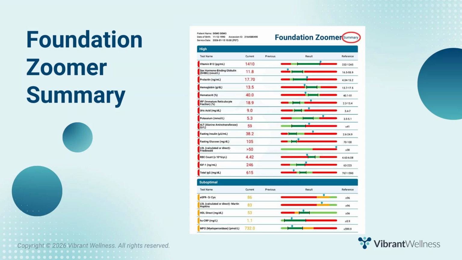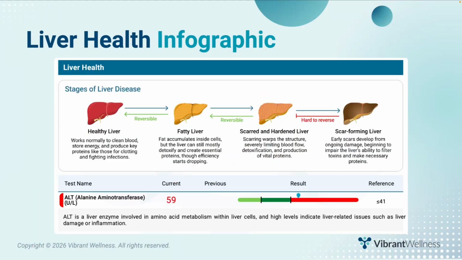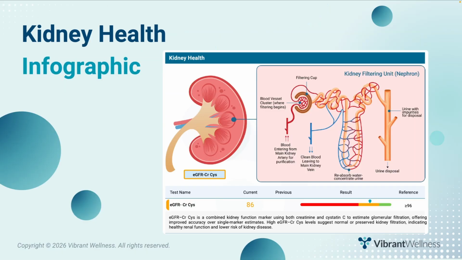The next page of the summary shows the out-of-range results. This is followed by infographics starting with liver health. The liver health infographic shows the stages of liver disease, starting with the reversible progression from healthy liver into a fatty liver, and then from a fatty liver into a scarred and hardened liver, also reversible, and then from a scarred and hardened liver into a scar-forming liver, which is hard to reverse. Note the liver health markers that are out of range populate below the infographic. There's also a kidney health infographic, helping providers explain kidney function to their patients. Again, out-of-range markers populate below this infographic.